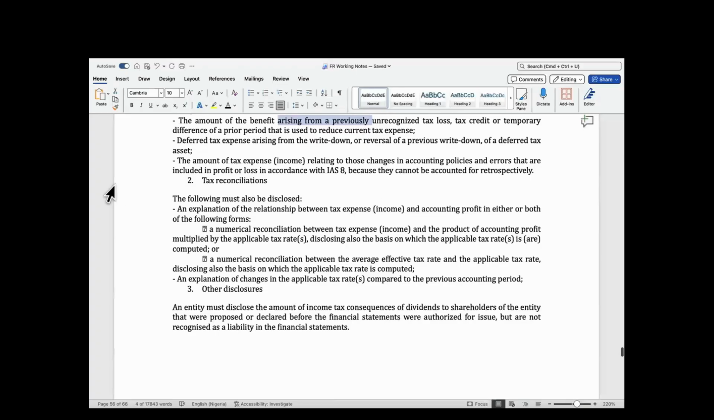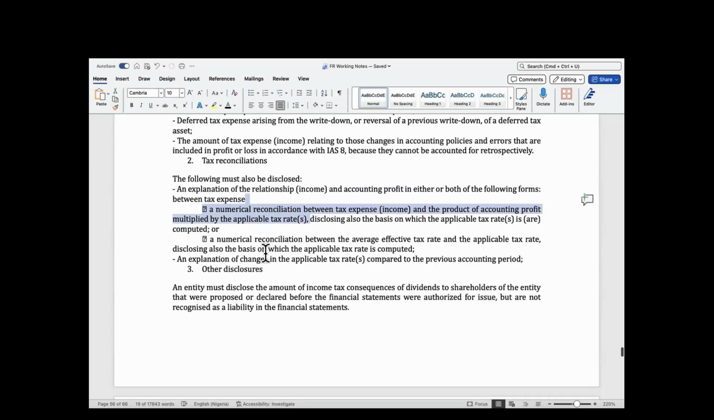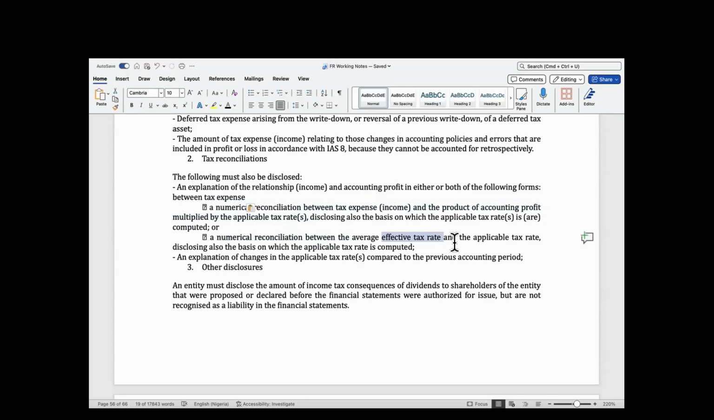So also, as part of our disclosure, we usually do a tax reconciliation. We are supposed to reconcile the amount you put in as tax expense with what you get if you do 30% of your accounting profits, and show where there is any difference between the two. You're supposed to show us why we can't just do 30% of profit, because the rate of tax is 30%, right? So you need to do a numerical reconciliation between your tax expense and the product of accounting profit multiplied by the applicable rate, so that we will understand why there are differences. And also, you will then reconcile the effective tax rate with the applicable rate.